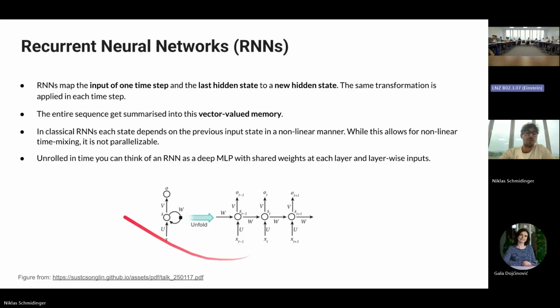And also, one way to think about this is if you unroll this loop network, you can think of this as just a deep neural network, right? And the property here is you have shared weights at each layer. And so you can think of this as just a deep MLP with inputs at each layer, but all the weights of the layers are the same because it always applies in a loop the same transformation.